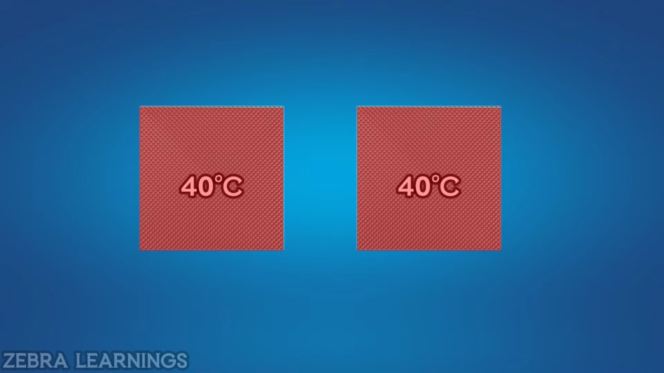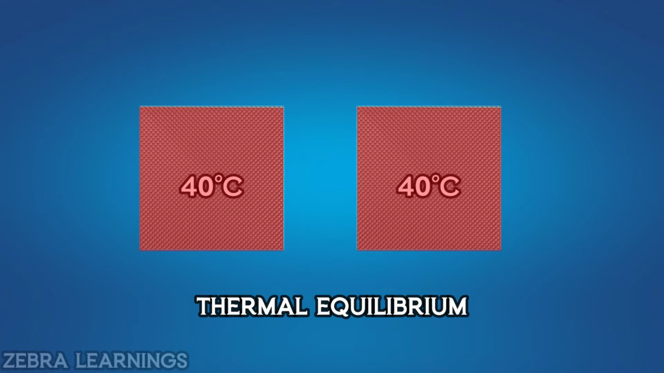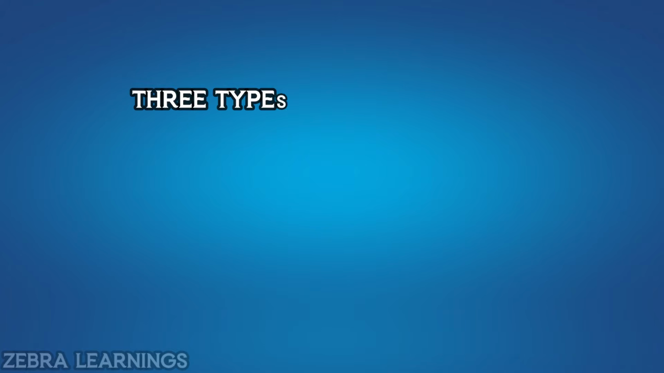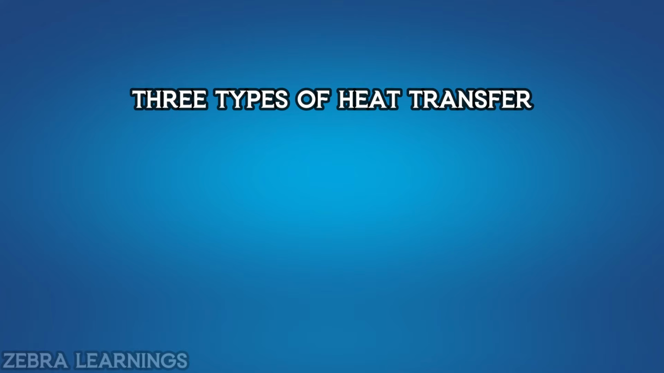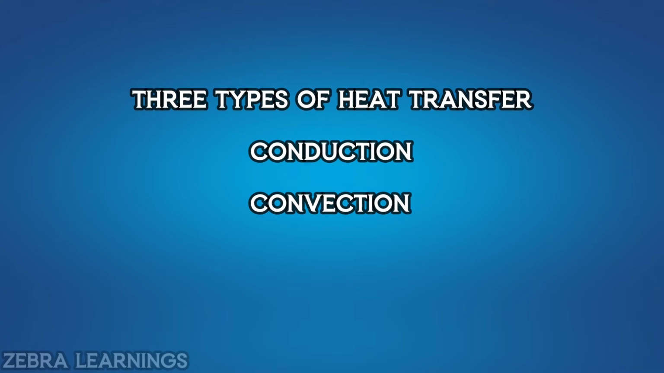Once they are equal, heat transfer will stop. At this point, there is no net heat transfer occurring. This is called thermal equilibrium. So, this is the basic concept of heat transfer. Now, let's look at the types of heat transfer. There are three types of heat transfer: conduction, convection, and radiation.